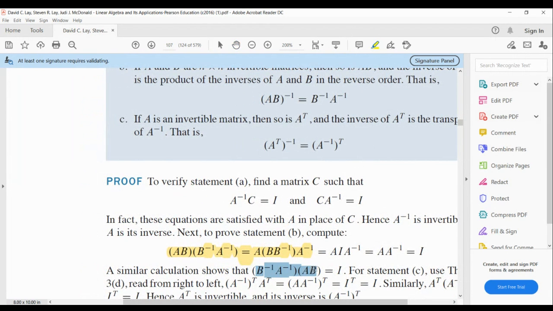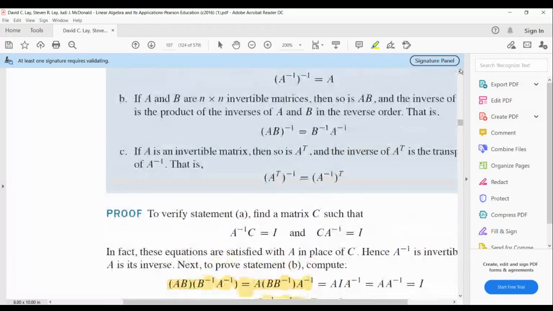Similarly, you could show that B inverse times AB equals the identity. You have to prove it both ways, because sometimes you'll have a matrix A times a matrix B that gives the identity, but that doesn't mean it works the other way. You also have to do B times A to get the identity. You have to show it both directions.